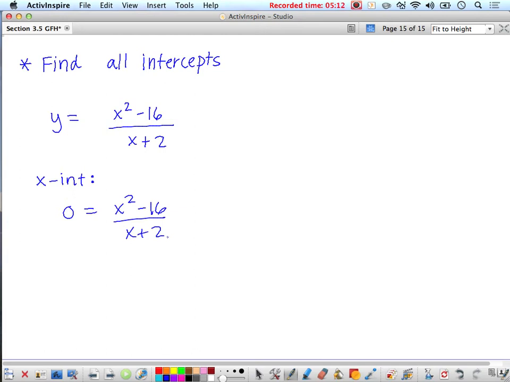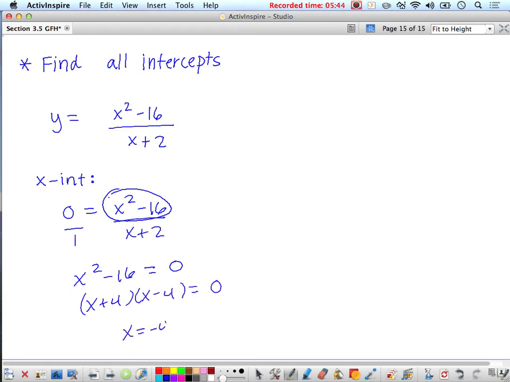The denominator equals 0 is a restriction, right? There's a restriction at x equals -2. But the only way for a fraction to equal 0 is if the top goes to 0. If you want to see it algebraically, think of it this way. If you put that 0 over 1 and you cross multiply, you get 1x squared minus 16 equals, what's 0 times all that? 0. Then you can solve it and find your x-intercepts. I'm going to factor it. And I can see that I have two x-intercepts. I have one at -4 and one at +4.